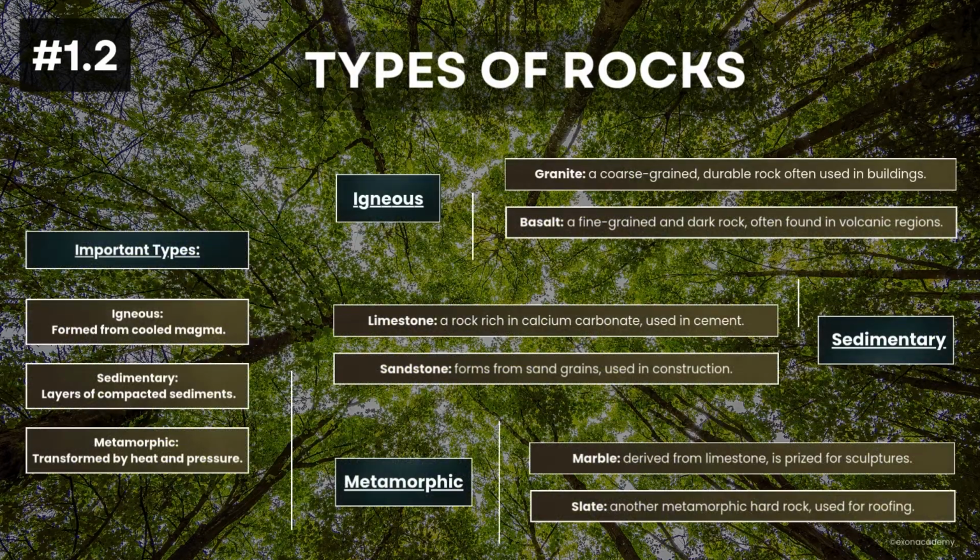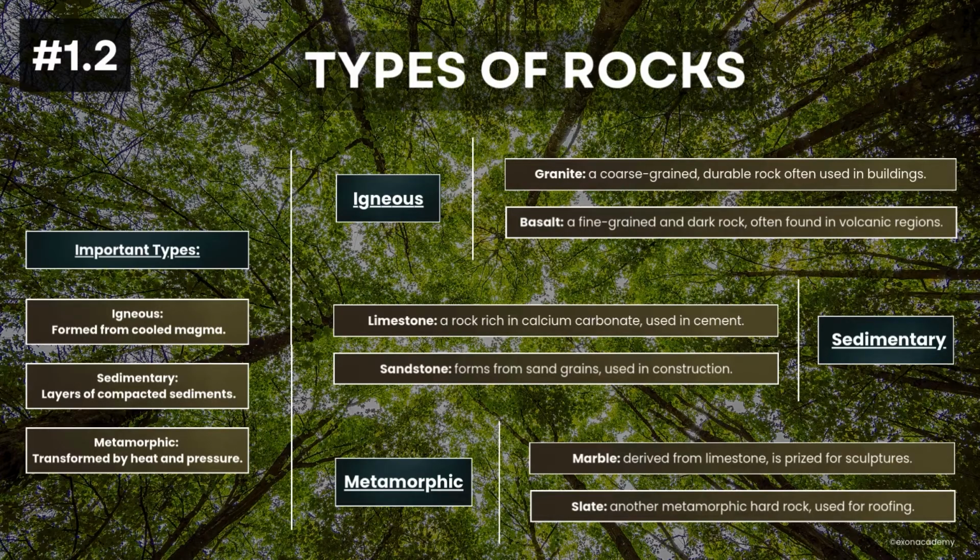Chapter number 1.2, Types of Rocks. Rocks are classified into 3 main types. Number 1. Igneous rocks. They form when magma cools. Granite is a coarse-grained, durable rock often found in buildings. Basalt is fine-grained and dark, and is found in volcanic regions.